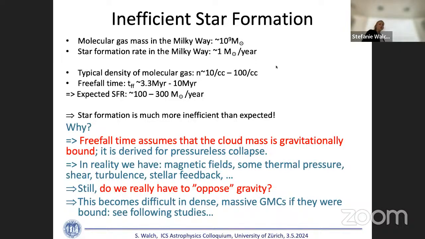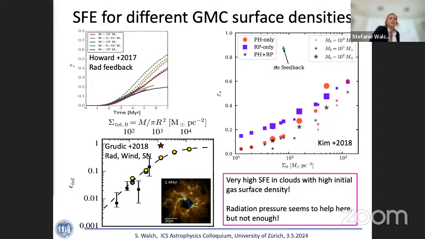In particular, when we go to dense, massive giant molecular clouds, and it has been argued before that most star formation in the universe happens in very massive GMCs, so more than 10^6 solar masses. So let me show you some examples here. For star formation in very dense molecular clouds with very high surface densities, it's not easy for feedback to stop gravitational collapse once it is proceeding.